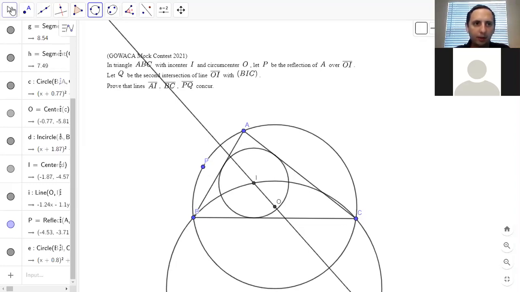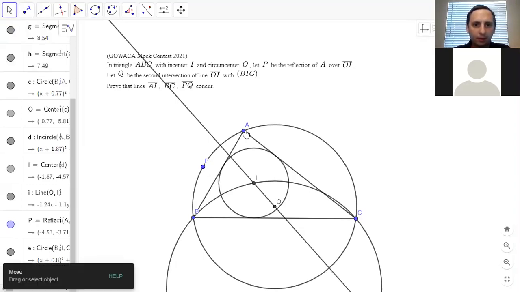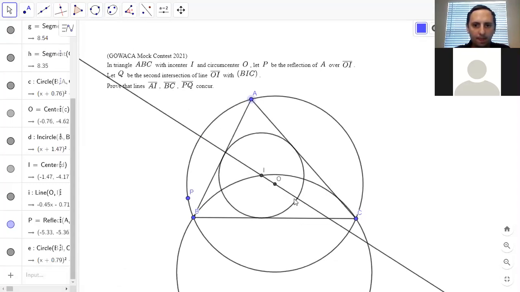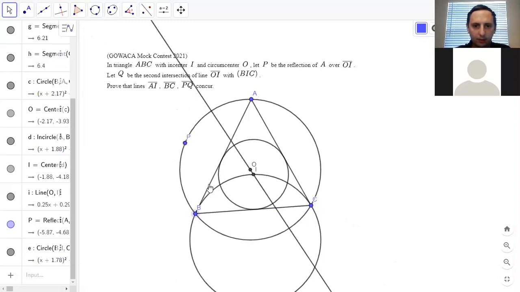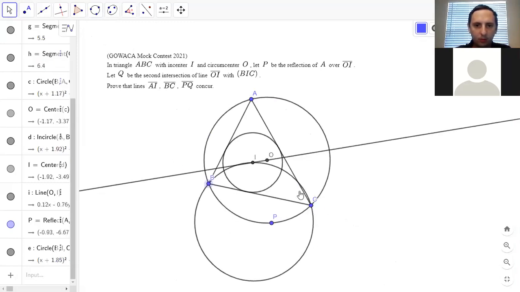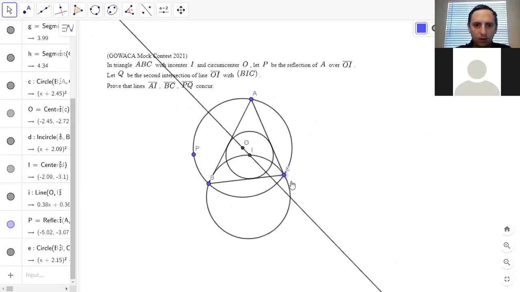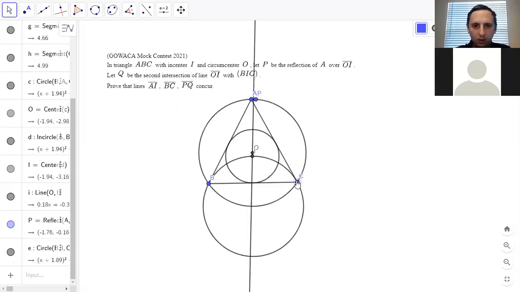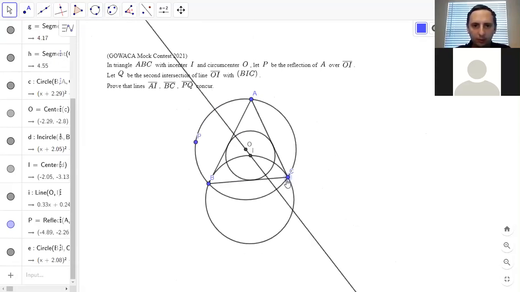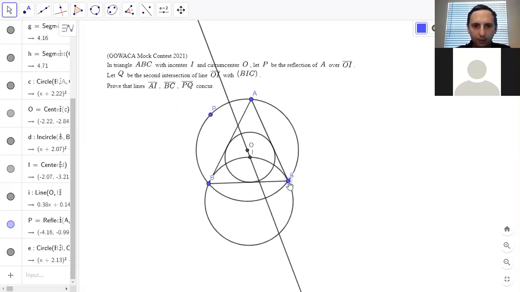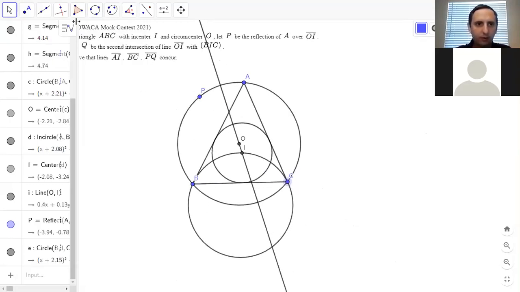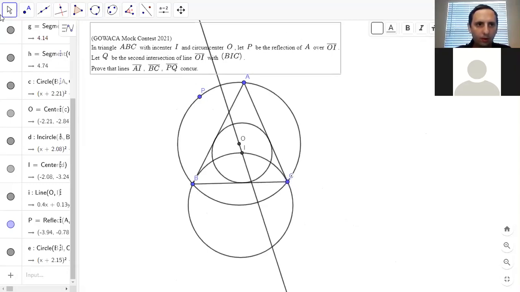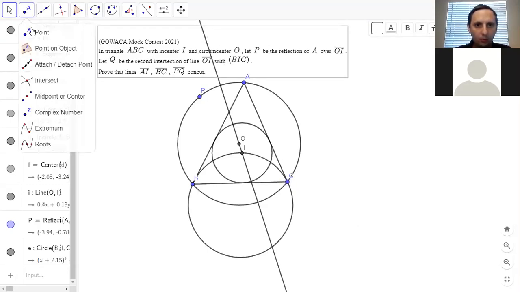Let me make the diagram a little nicer, so that we can see point Q. I don't want to make O and I too close together though. I think that looks good. So this will be point Q.